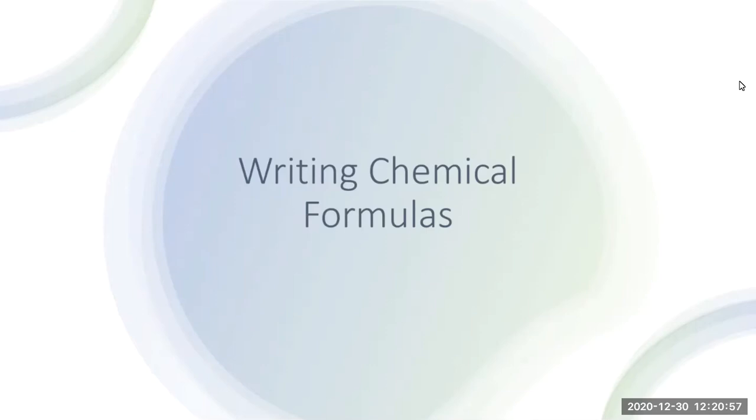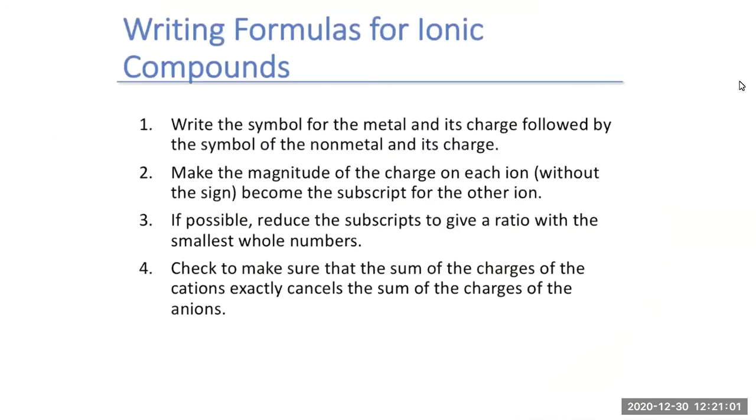In this video, we'll practice writing chemical formulas. When we write chemical formulas for ionic compounds specifically, a couple things we want to keep in mind. First, we want to write the symbol of the metal and its charge, followed by the symbol of the nonmetal and its charge.